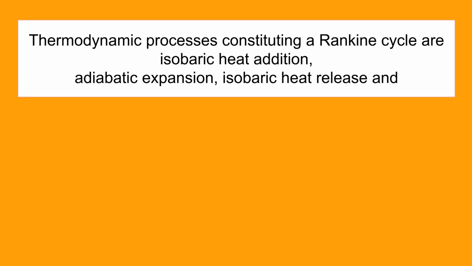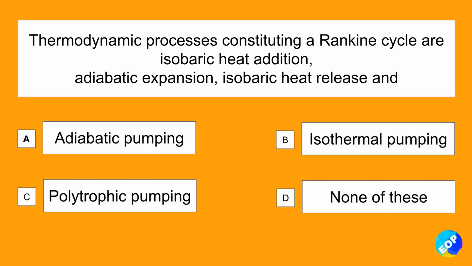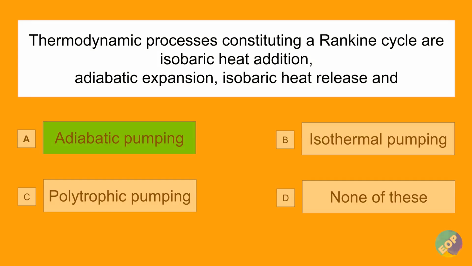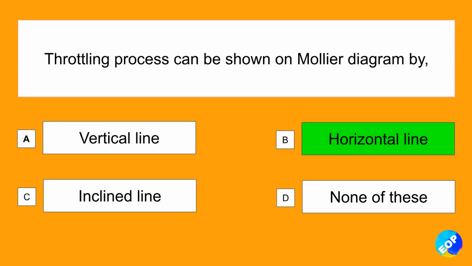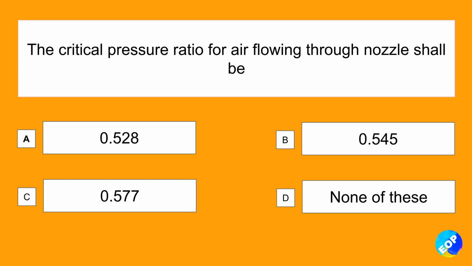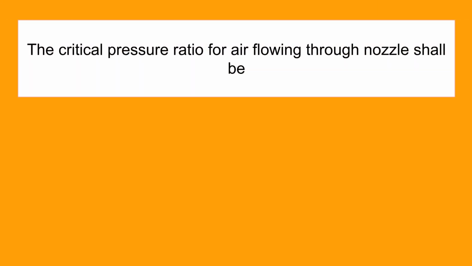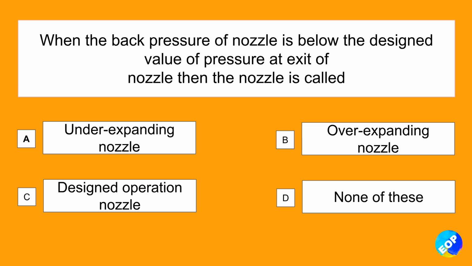Next question. The thermodynamic processes constituting a Rankine cycle are isobaric heat addition, adiabatic expansion, isobaric heat release, and which of the following? The correct answer is adiabatic pumping. On a Mollier diagram, how can a throttling process be represented? A throttling process is represented by a horizontal line on the Mollier diagram. What is the critical pressure ratio for air flowing through a nozzle? For air, this ratio is approximately 0.528.